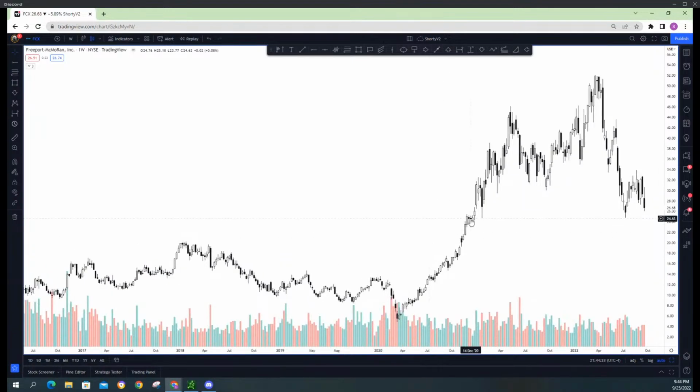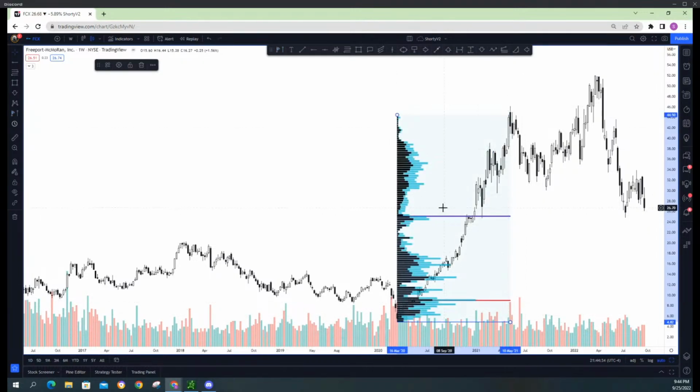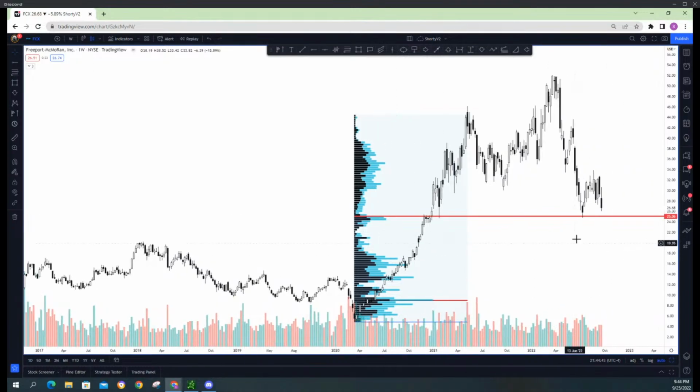Oh, they have a nice distribution here. My God, all of these raw materials. Yeah, they already bounced here. I think they're going to slice through this. Yeah, they're going to slice through this value area high, and then we're going to be looking at $8.